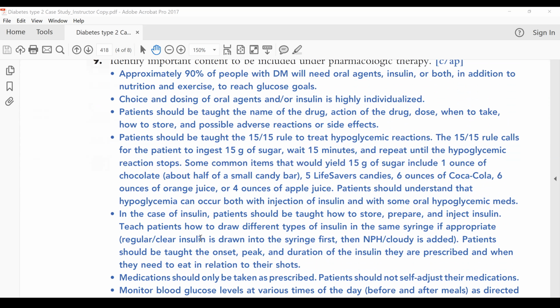Medications should only be taken as prescribed. They should not self-adjust their medications. So I'm going to give myself a little bit more because I'm getting ready to eat this cake. Not quite the thing to do.